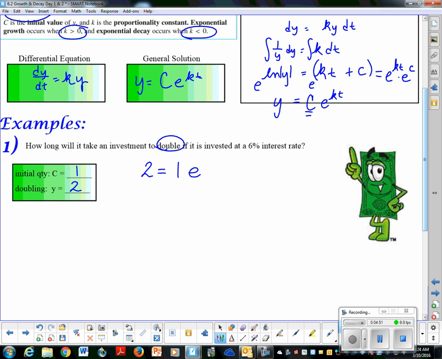So I would set this up and say I want to come out with $2 if I invest $1. e to the k, 6% is my k value. And remember, we want to put that in decimal form. So it's 0.06t.